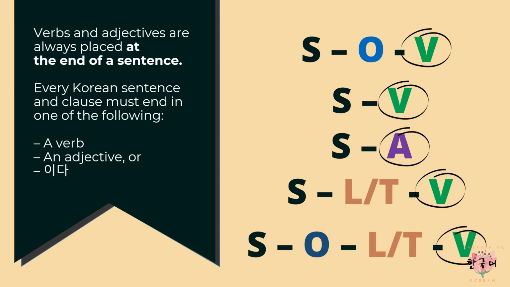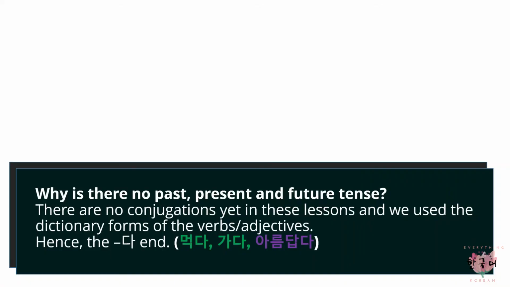Every Korean sentence and clause must end in one of the following. It could be a verb, an adjective, or ida. You don't know what ida is yet, but you are going to learn it in the next part of the lesson. But first, let's answer the question, why is there no past, present, and future tense yet?